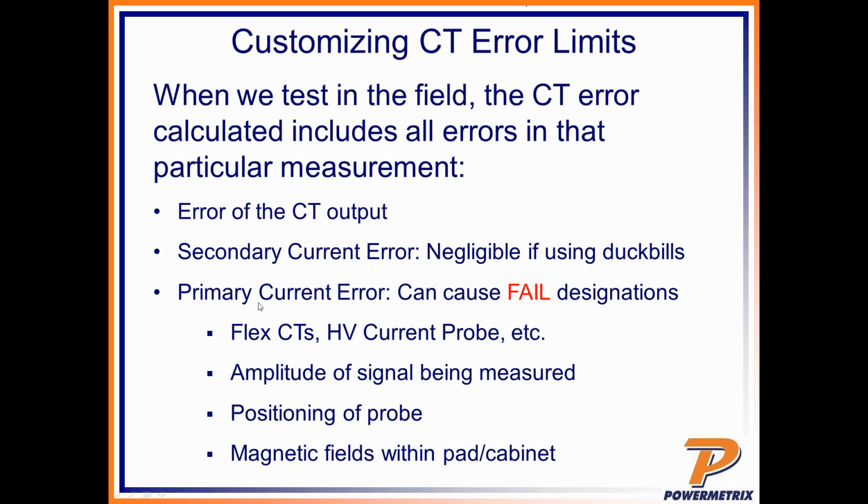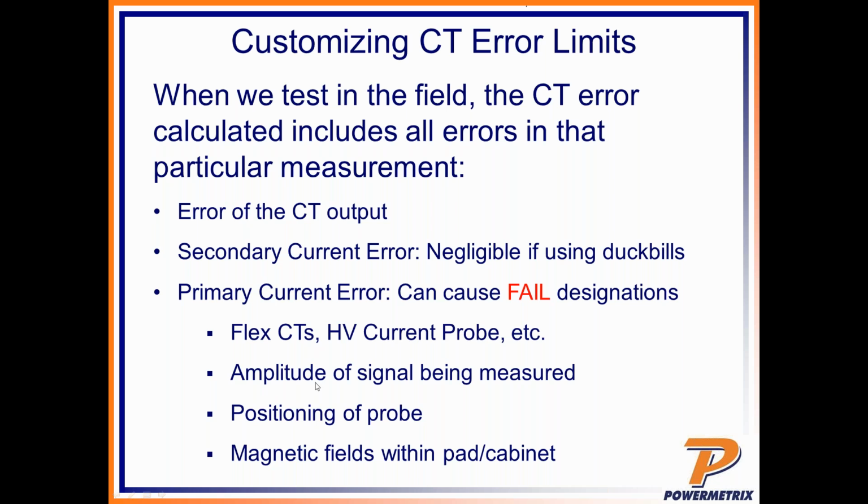On the primary current measurement, that's what generally causes all the failures, okay? So when we're measuring primary current, we're using things like the flex CTs, the Rogowski coils, or a high voltage current probe. All of these have inherent inaccuracies themselves, okay? That's going to get added into that measurement.